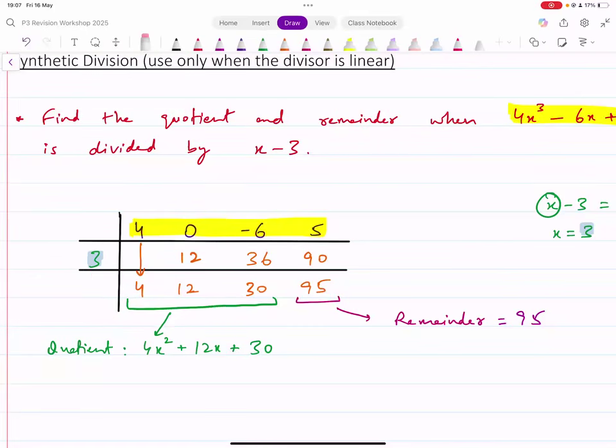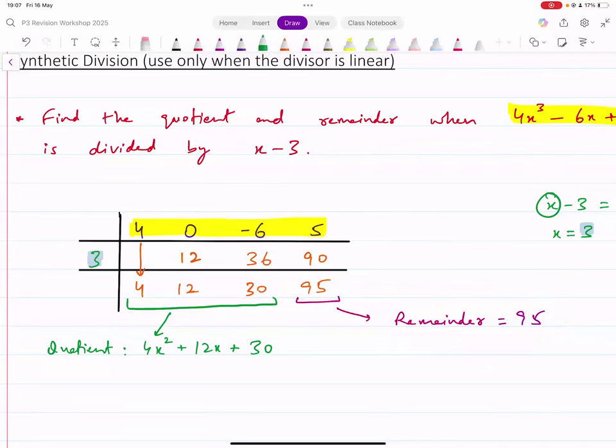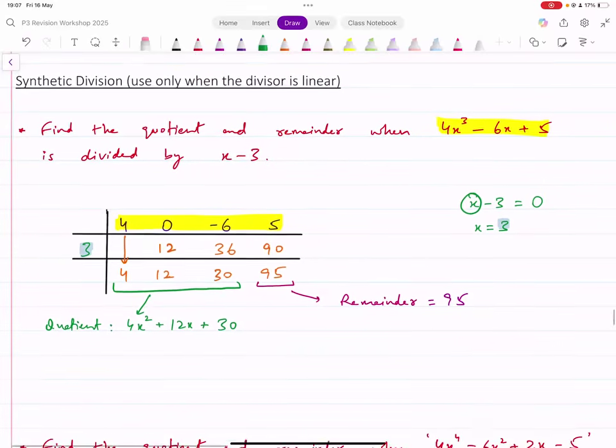Now, the last number that you have here, that's your remainder, this number. And these are the coefficients of the quotient. Starting here, this is the constant, this is x power 1, this is x power 2. So you have 4x squared plus 12x plus 30. That is what the quotient turns out to be here. Right, that's another division process that you could use here.